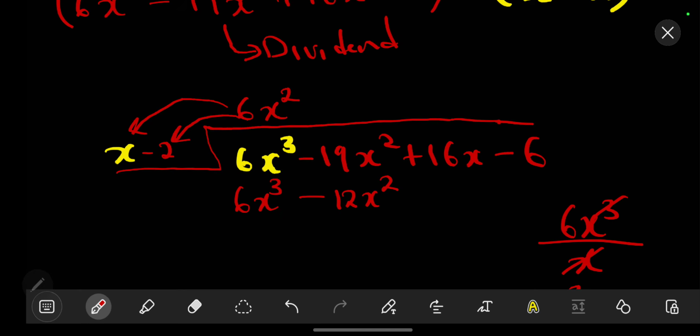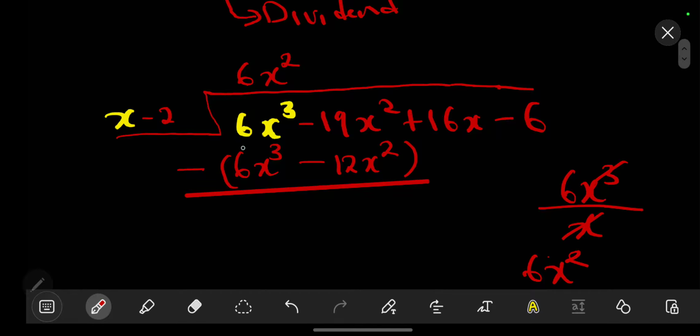Then from here, what you're going to do is subtract. You're going to put this in brackets. So you have 6x cubed minus 6x cubed, which is where the minus stands in. So we are going to have a 0 for this one. We can either write a 0 or just forget about it, but for this one, we are just going to write it since it's the beginning of the question.